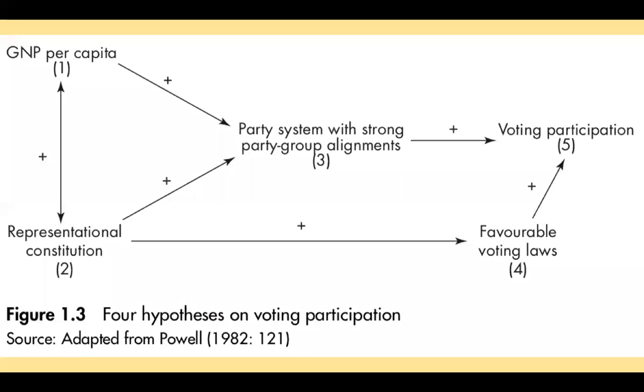And so if we take a look at these different drivers, and if we depict them graphically, it looks something like this, where we have the 4 hypotheses on voting participation, ultimately driving voting participation. All of these different factors are positively related to voter turnout. So countries with higher levels of economic development should have more democratic or more representative institutions, should then in turn have stronger party systems with strong party society alignments. They should also in turn have more favorable voting laws like voting holidays and mandatory voting. And ultimately they should have higher levels of voter participation.